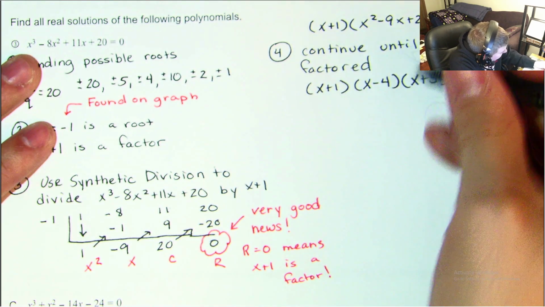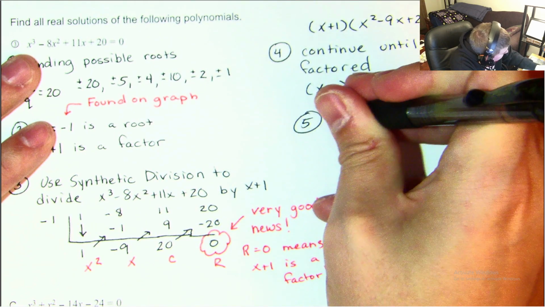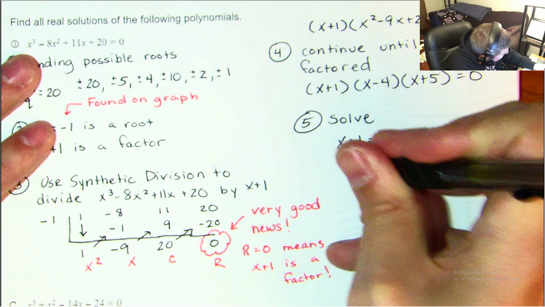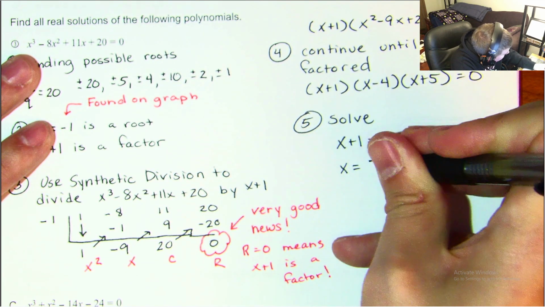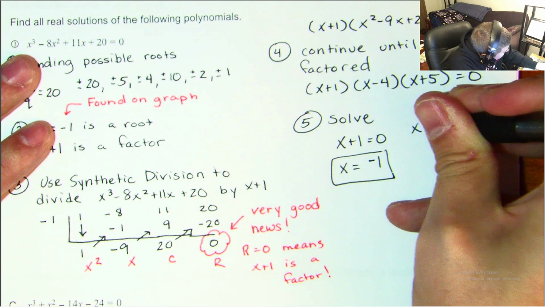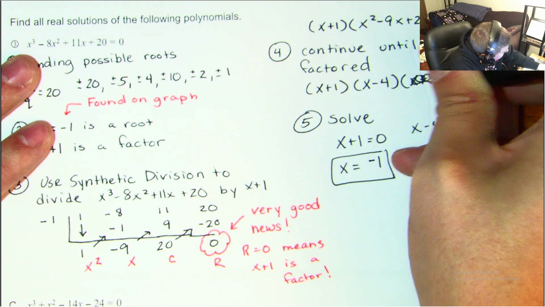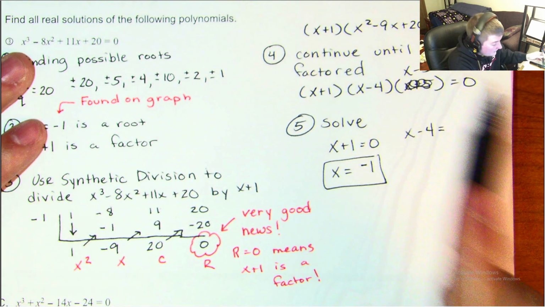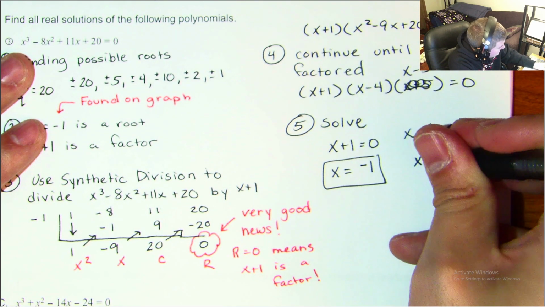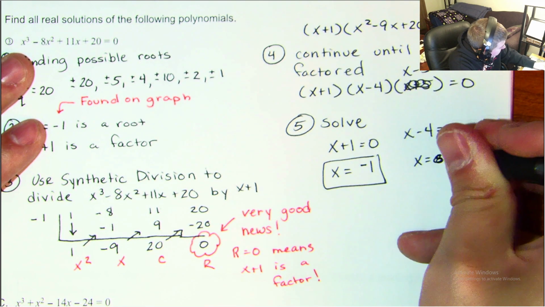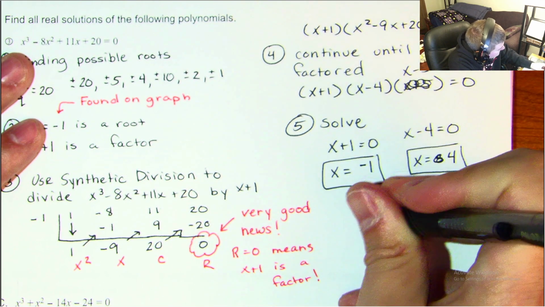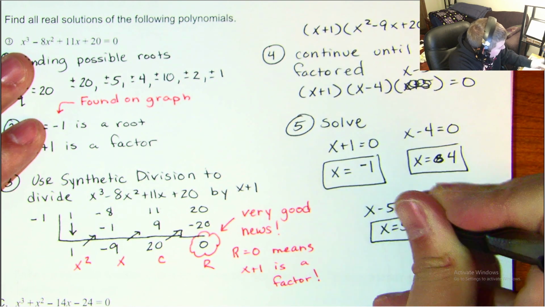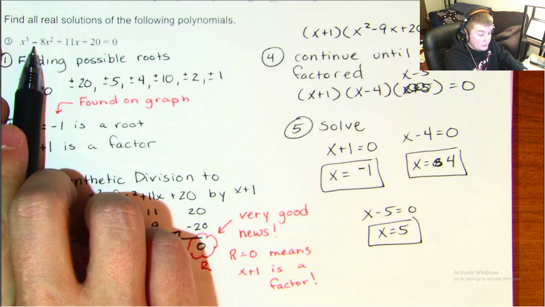And then once it's completely factored, you just solve. So x plus 1 is 0, meaning x equals negative 1. X minus 4 is 0, meaning x is equal to 4. And then x minus 5 is equal to 0, which means x is equal to 5. Okay, so we got 3 answers, right? And all of these values, if you plug them in, are going to make it equal to 0.